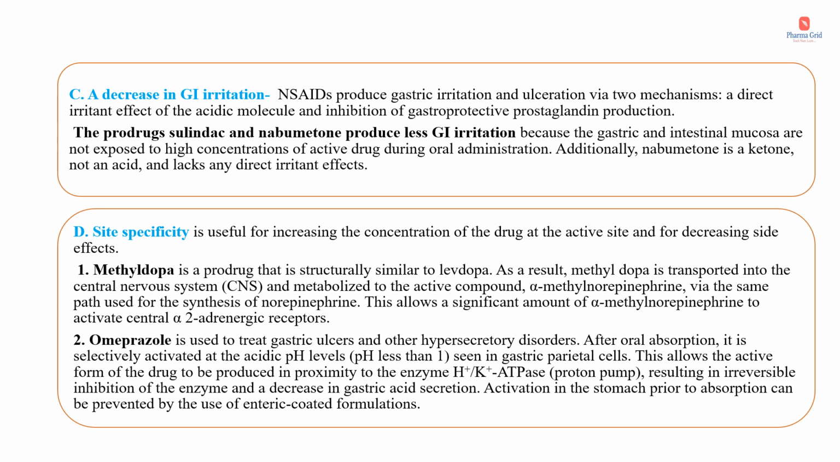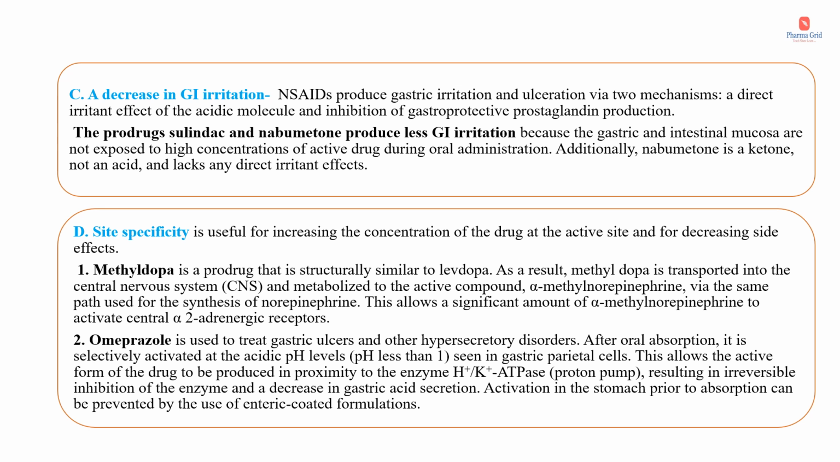Next advantage is site specificity. Site specificity is useful for increasing the concentration of the drug at the active site and for decreasing the side effects. So let's discuss some examples. First one is methyldopa. Methyldopa is a central sympatholytic drug. Also, it is a prodrug that is structurally similar to levodopa.